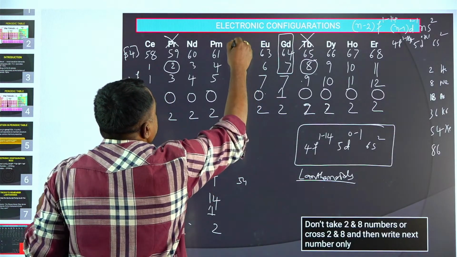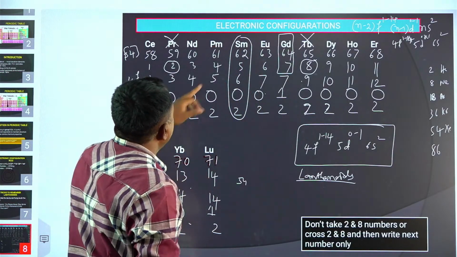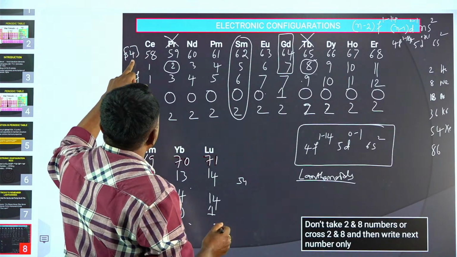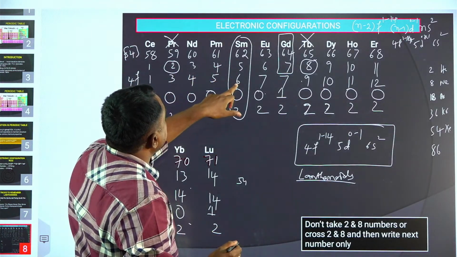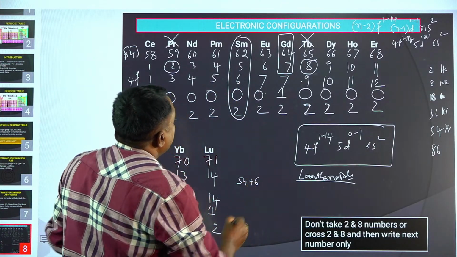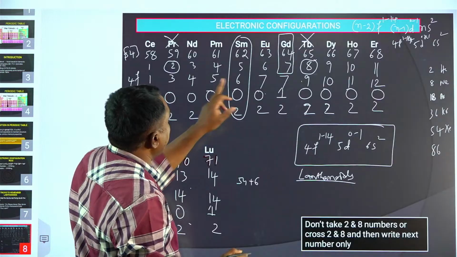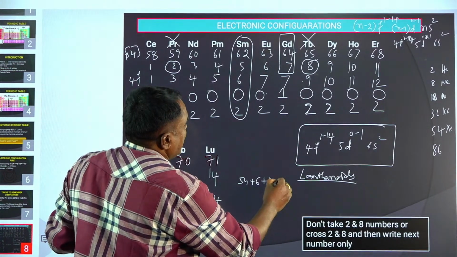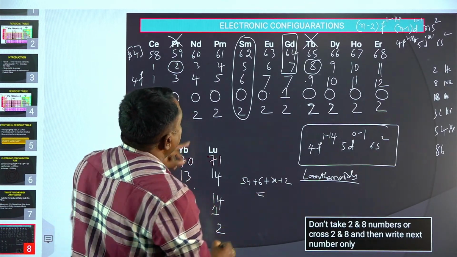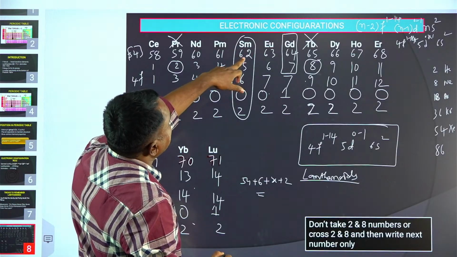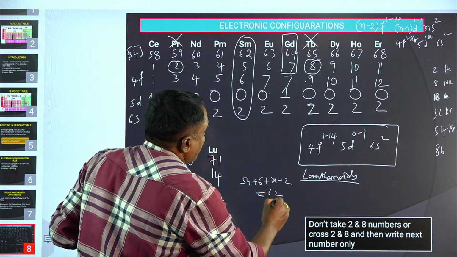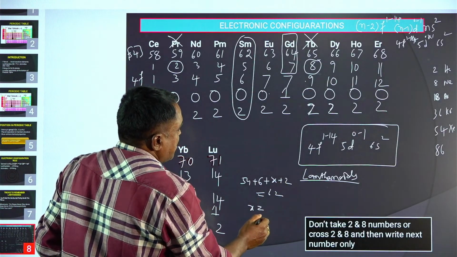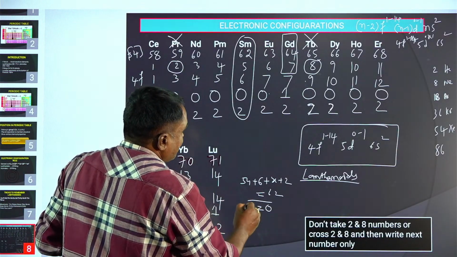For example, if you write samarium now, the samarium atomic number should be 62. Actually, the nearest noble gas is 54. 54 plus 4f electrons, how much are they in this case? 6. 54 plus 6. But we don't know the 5d. We don't know the 5d. Therefore, you can consider this as x. But the 6s orbital also has 2. It should be equal to the atomic number 62. Therefore, x is equal to how much? 54 plus 6, 60, 60 plus 2, 62. Therefore x is equal to 0.